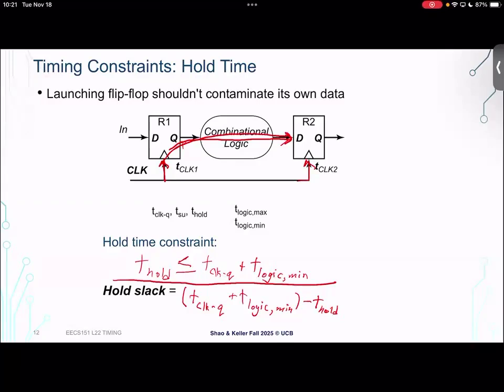Make one other observation here. There's one parameter we don't see in the hold constraint. There's no cycle time in this constraint, right? So hold is independent of cycle time. It doesn't matter what you set your clock period to. It doesn't matter how frequently the clock toggles, because it's a constraint from the same clock edge for both the launch and the capture flop.